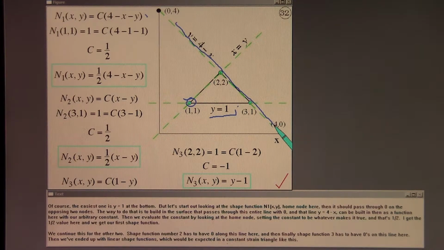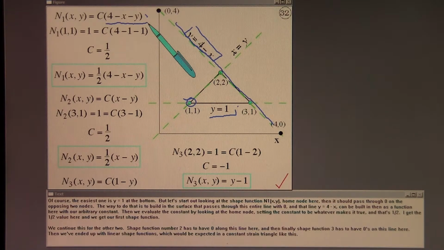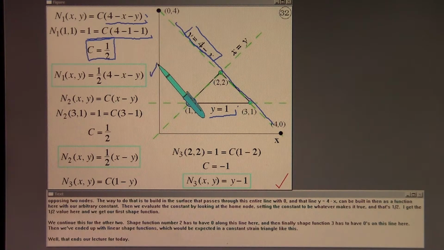The way to do that is to build in the surface that passes through this entire line with 0, and that line y equals 4 minus x can be built in then as a function here with our arbitrary constant. Then we evaluate the constant by looking at the home node, setting the constant to be whatever makes it true, and that's 1/2. We get the 1/2 value here, and we get our first shape function.